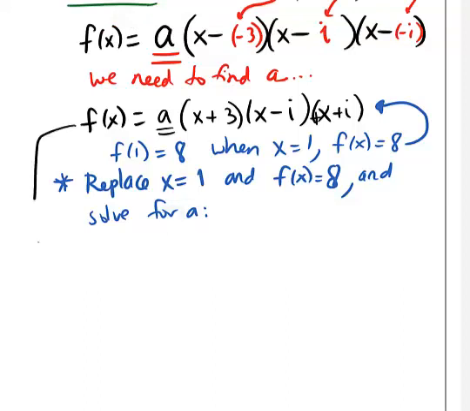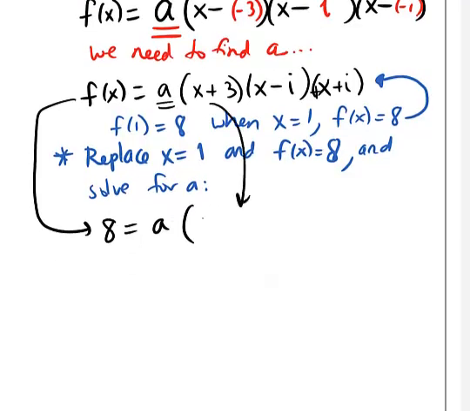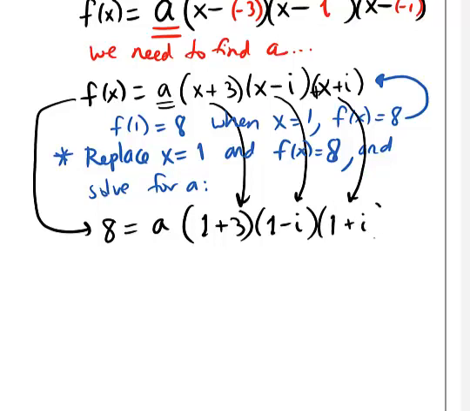f of x, okay, f of x is now a 3 equals a, which is what I don't know, times x plus 3, but we said we're replacing x with 1, and then x minus i, but x is 1, so 1 minus i, and x plus i, but we said x is 1 again.